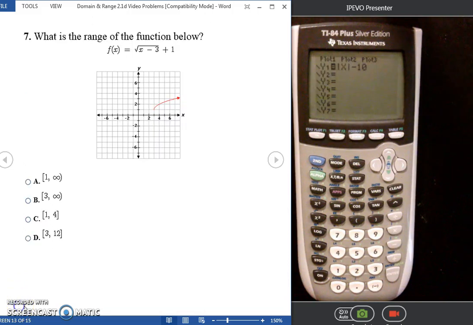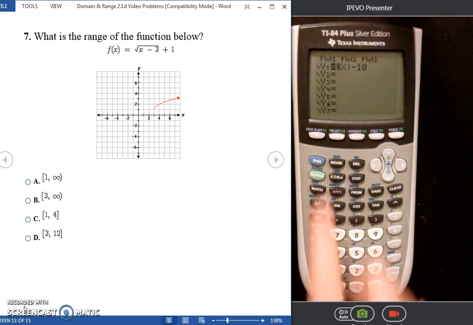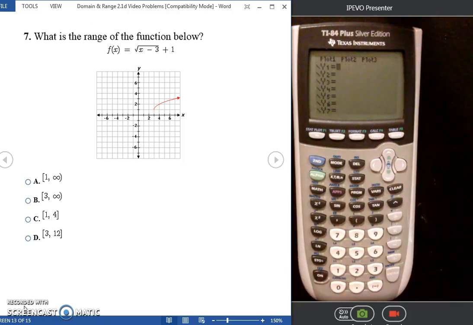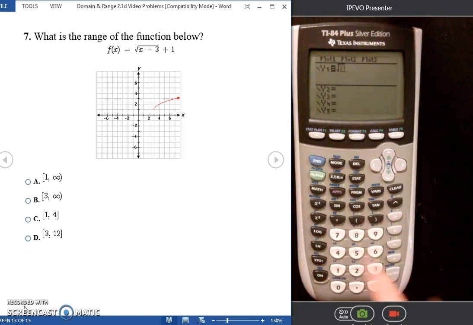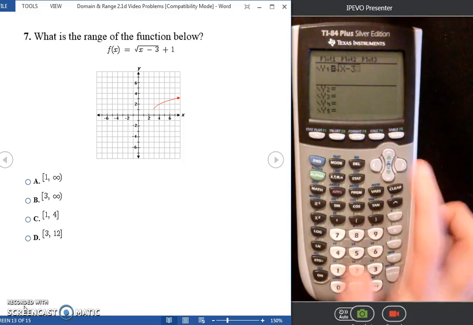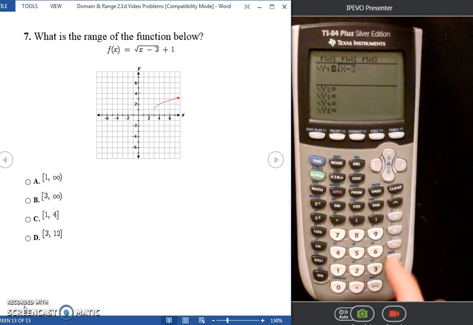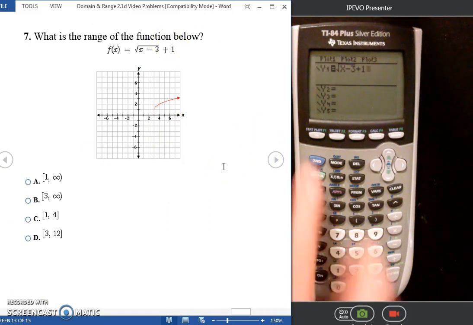And then for this last question, we're looking for the range again, so that means we'll be looking in the y column. So I'm going to go ahead and put this equation into y1, so I'm going to do second square root. And under my square root, I have x minus 3, and that's it, so I right arrow out of it, and then do plus 1. And what's on the screen looks the same as what's in the calculator, so I'm going to press second table.